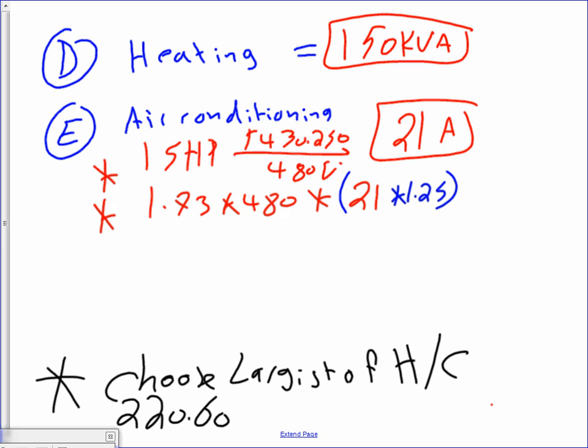1.25. Okay, and that will get you the following. That will get you, there you go, a 21.8 kVA. That's where the 21.8 kVA came to be. That's the first motor.